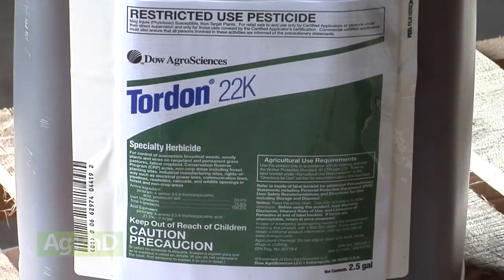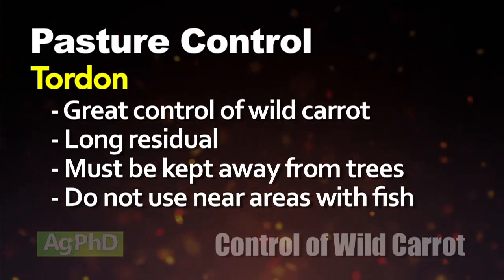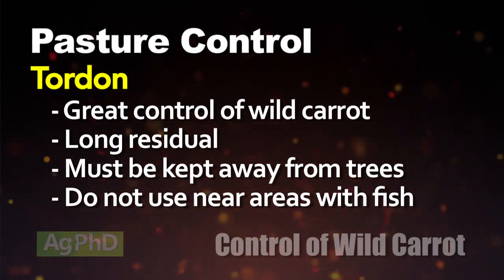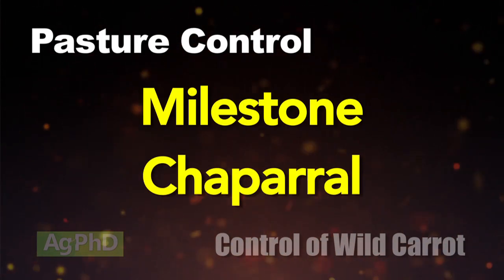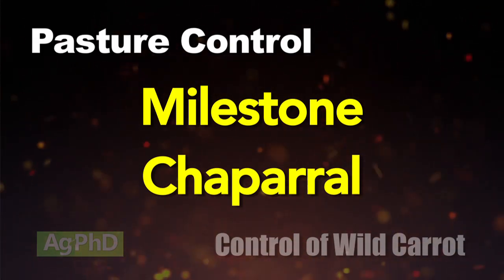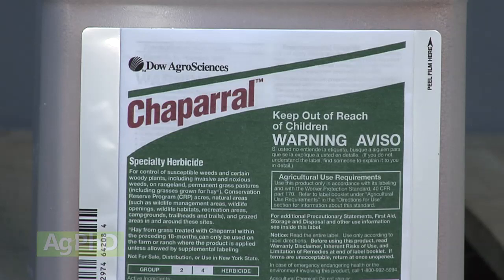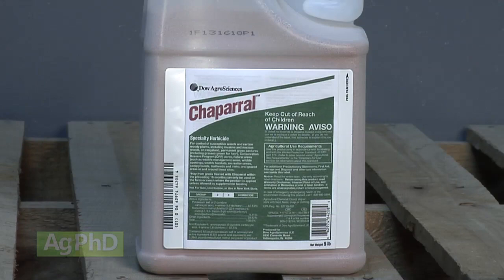My favorite product would be Tordon, but let's keep in mind that Tordon has a very long residual and it kills trees, and you have to keep it away from water, so you just can't use it everywhere. Well, Milestone's not too bad. Chaparral does a nice job as well. That's getting to be a go-to product for many ranchers in the western U.S. because it's got two different products in there. It has the Milestone and also the Cimarron in there, so it gets a wide variety of weeds.